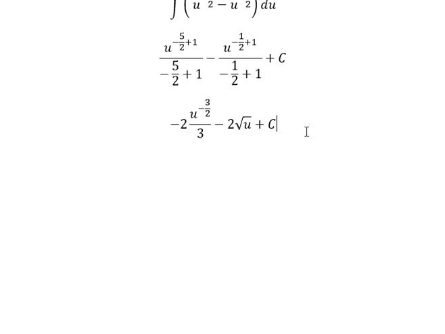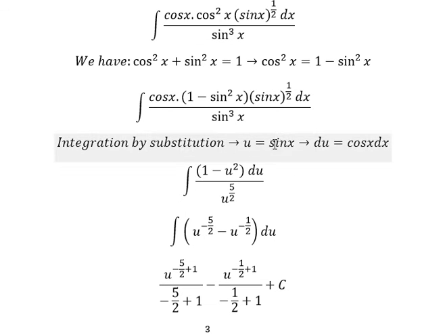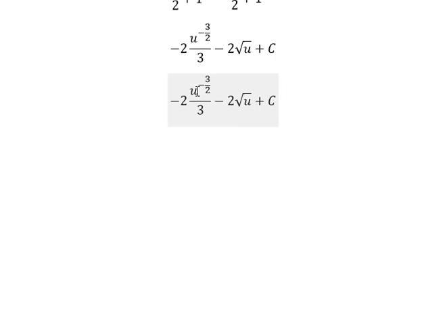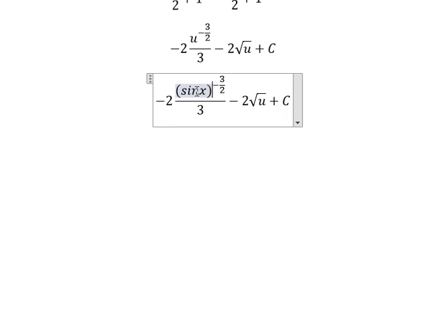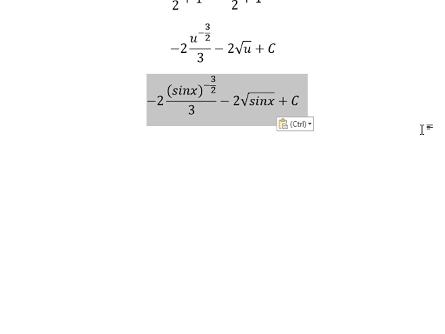And now about u, we need to change back for sine x. And this is the final answer.